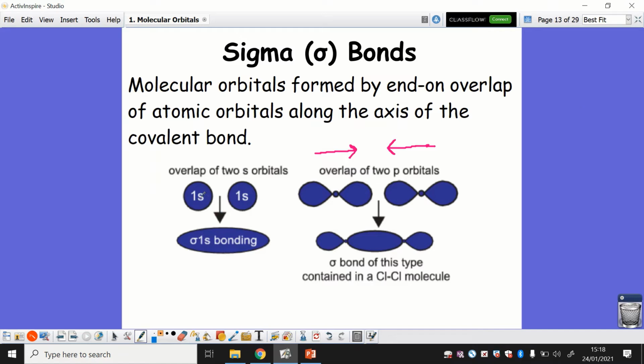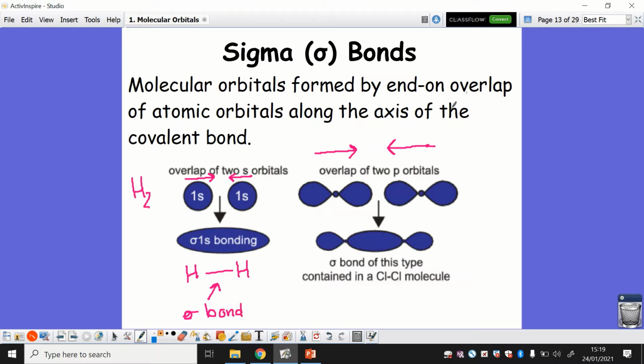So if we have a look here, I've got two examples to talk through. This could be hydrogen, okay? We have one hydrogen atom with an electron in the 1s orbital and a second, and they overlap like that, end-on, to form this molecular orbital. The bond that forms between those two atoms, which is represented here by that molecular orbital, is a sigma bond.